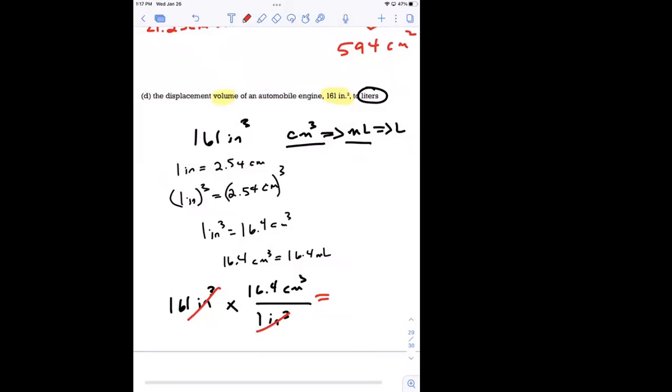Can somebody run that calculation real quick? Let me get my calculator out too, so we can all be working together. I got 2,640.4.